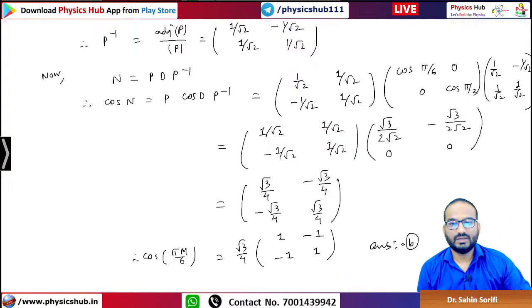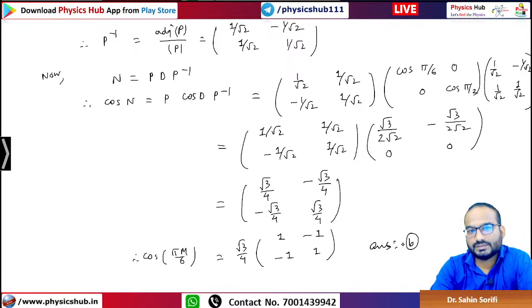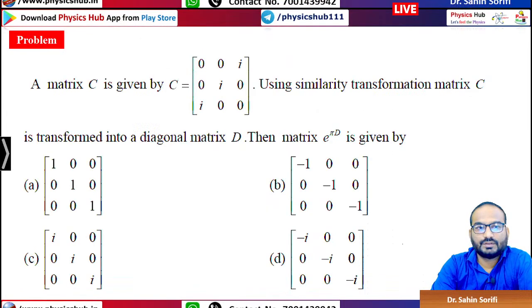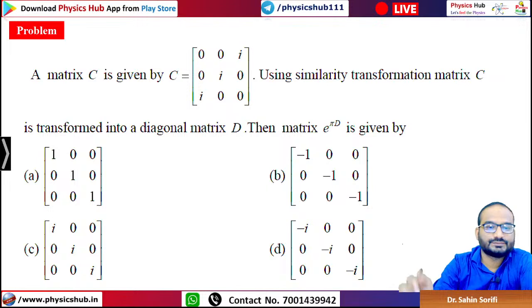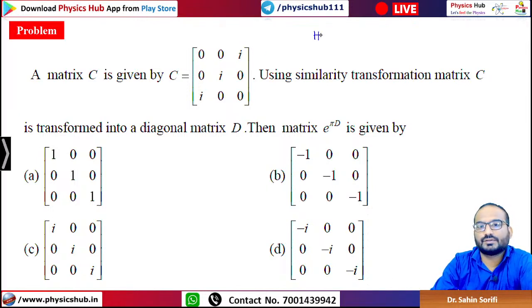Okay, one problem I am just giving as homework. You can try it at home and you can send the solution in the WhatsApp group. Take this problem as homework. Simple problem, you will try at home. A matrix C is given by this. Using similarity transformation, matrix C is transformed into a diagonal matrix D. Find the matrix e to the power pi D.